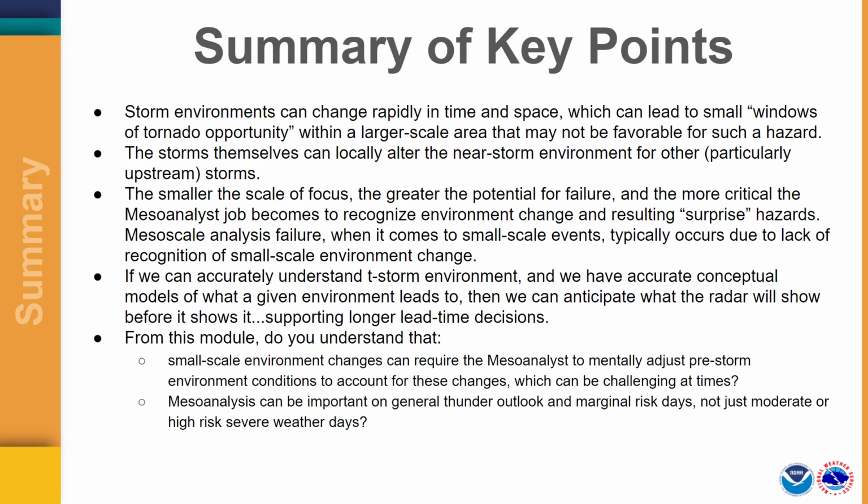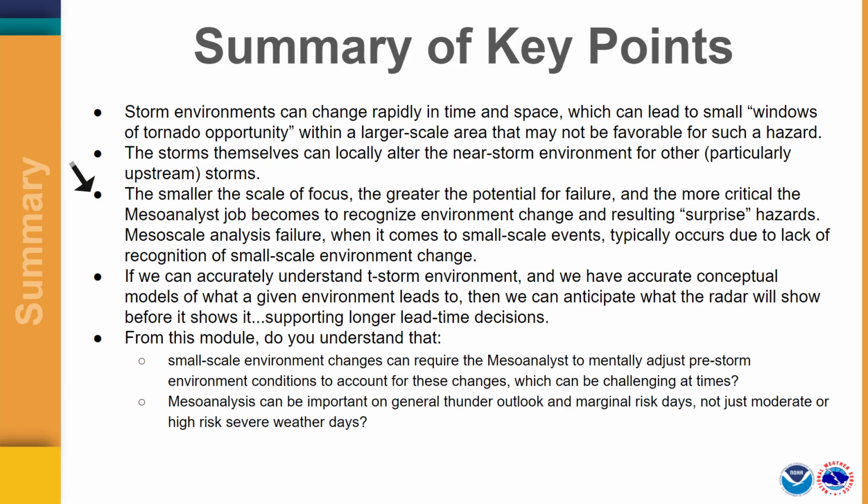Here's a summary of the module's key points. Storm environments can change rapidly in time and space, which can lead to small windows of opportunity for tornadoes or other hazards within a larger scale area that may not be so favorable for such a hazard. The storms themselves can locally alter the near storm environment for other, particularly upstream storms. The smaller the scale of focus, the greater the potential for failure and the more critical the mesoanalyst job becomes to recognize environment change and resulting surprise hazards. Mesoscale analysis failure when it comes to small-scale events typically occurs due to the lack of recognition of small-scale environment change.